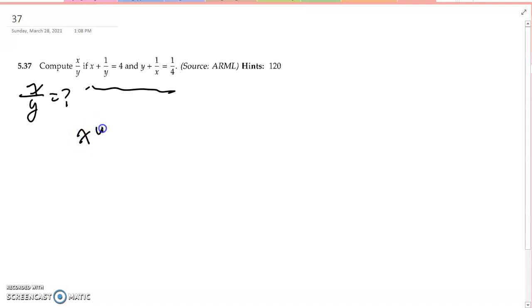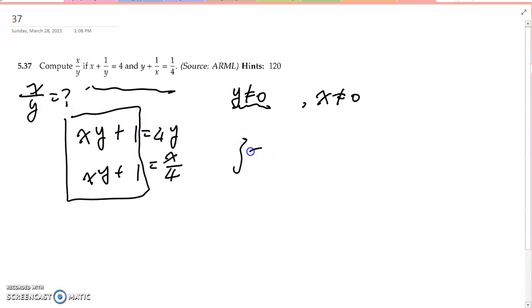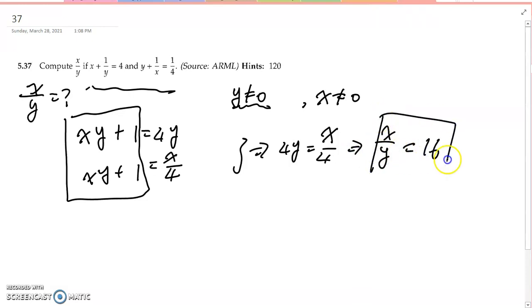It's xy plus 1 equals 4y. But before we do this, we need to note y doesn't equal 0, because we have 1 over y, and x cannot be equal to 0 because we have 1 over x. And the second one tells us xy plus 1 equals 4 over x. Now we can see it clearly. What's this? It's on both sides, right? So this means 4y equals 4 over x over 4. So that means x divided by y is equal to 16. Done.